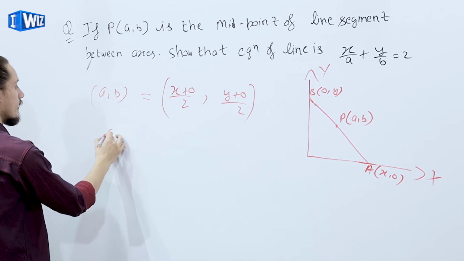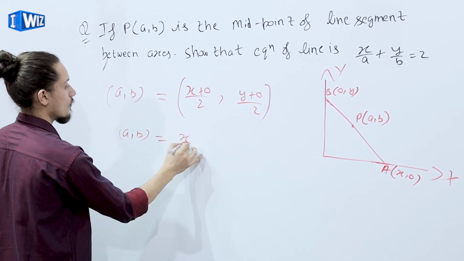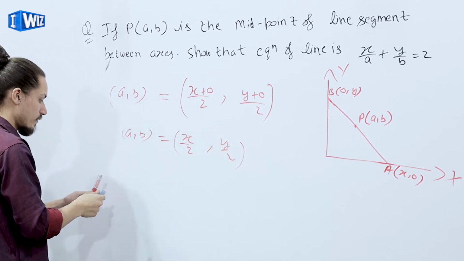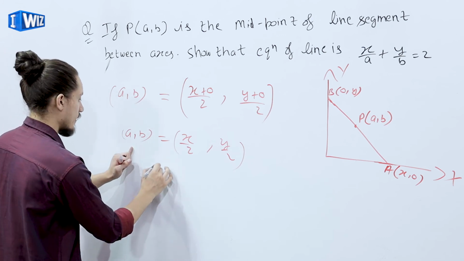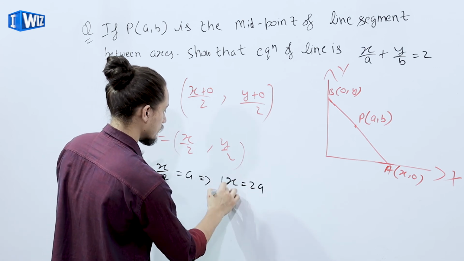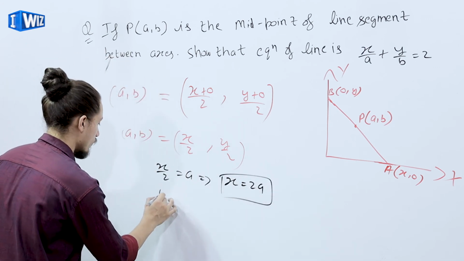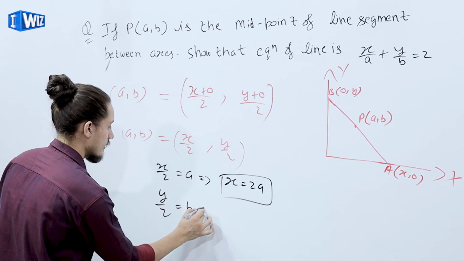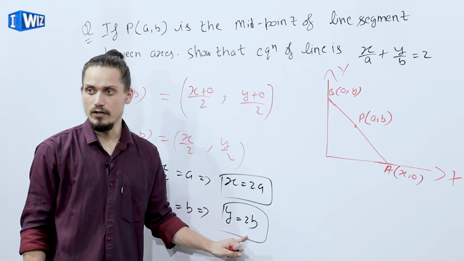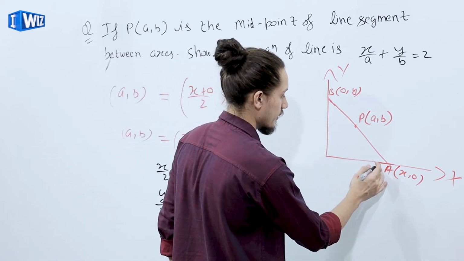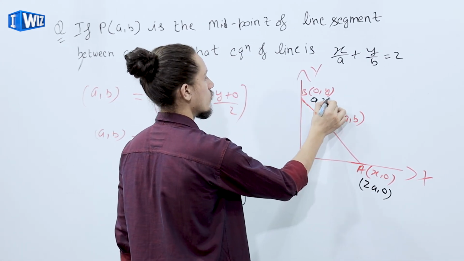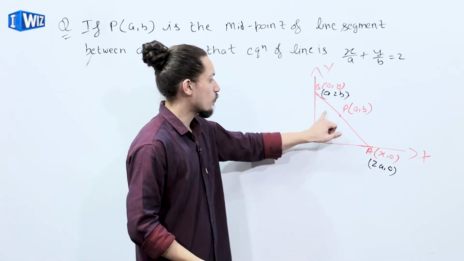So comparing both, we get a, b is equal to x upon 2 and y upon 2. तो यहाँ पे x और y की वैल्यू हमें मिल जाएगी. यहाँ से we get, comparing x coordinates, we get x upon 2 is equal to a implies x is equal to 2a, and comparing y coordinates, we get y upon 2 is equal to b implies y is equal to 2b. तो हमारे पास x की वैल्यू आ गई, y की वैल्यू आ गई. रिप्लेसिंग वी गेट, यहाँ पे इस पॉइंट के कोऑर्डिनेट हो गया हमारे पास 2a, 0, इस पॉइंट के हो गया हमारे पास 0, 2b. ओके, now we have 2 points of this line.